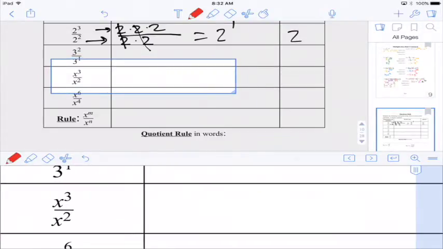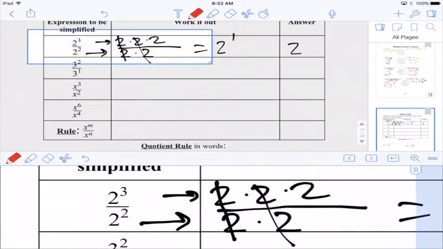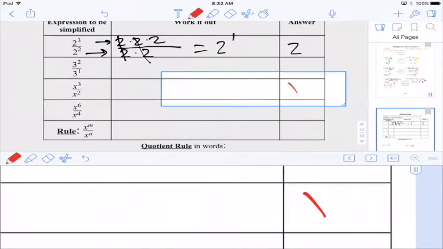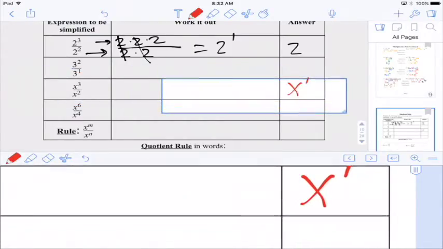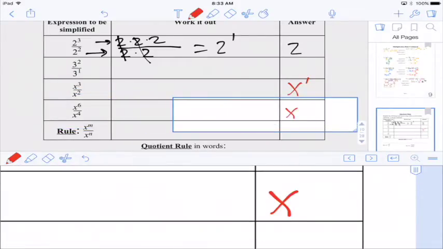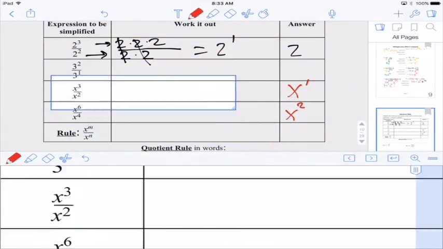What you should have gotten is you should have seen that this x cubed divided by x squared is the same as the 2 cubed divided by 2 squared, but without a 2. You should have been left with x to the first, or just x. Down here, same thing, you're going to realize that 4 of those x's are going to cancel. You should have gotten x squared. Now, if you didn't fill this in, you're not going to understand this very well.